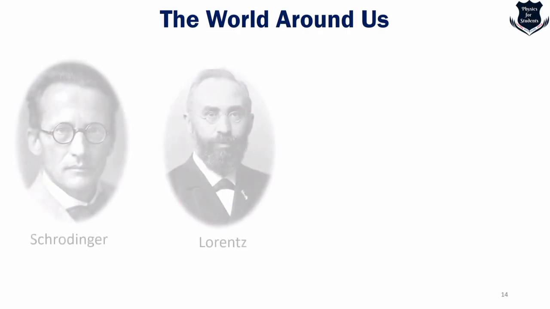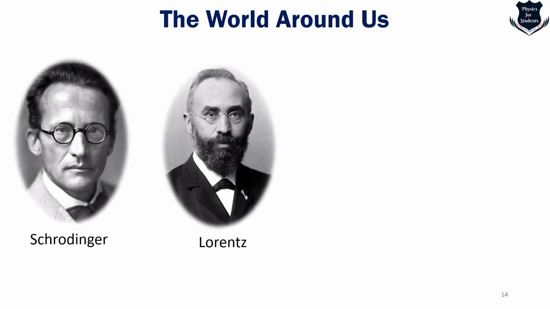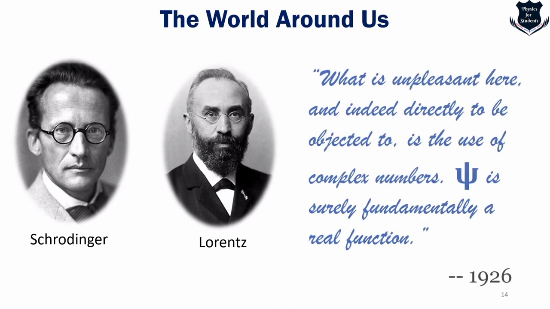So even the great physicist Erwin Schrödinger was perplexed by the occurrence of complex numbers in quantum mechanics. And he writes to his friend Hendrik Antoon Lorentz that complex numbers have been found to be inherent in quantum mechanics and hence quantum computing. So he finds it unpleasant and he writes, what is unpleasant here and indeed directly to be objected to is the use of complex numbers, where the wave function, which is denoted by the Greek letter psi, is surely fundamentally a real function. So this is how it happens.